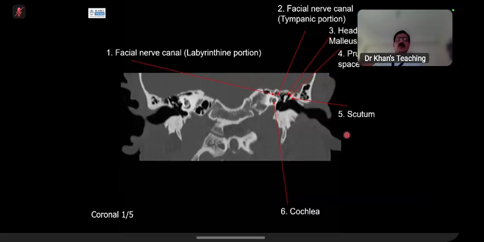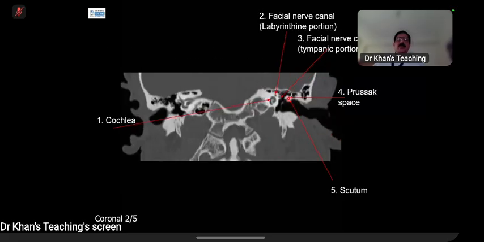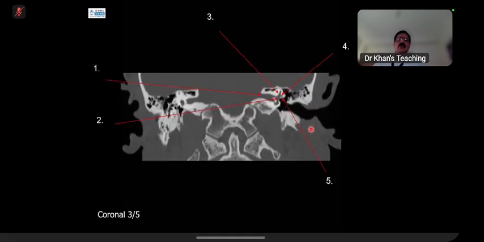This is on a coronal. On a coronal, you can see these owl eyes, the labyrinthine portion and the tympanic portion, the owl eye. And this is the scutum. This is the cochlea, and this is the head of the malleus. This bone is very important. This is the scutum. And this is again the Prussak space. This is the scutum. The owl eyes are still visible. This is the tympanic portion. This is the labyrinthine portion.